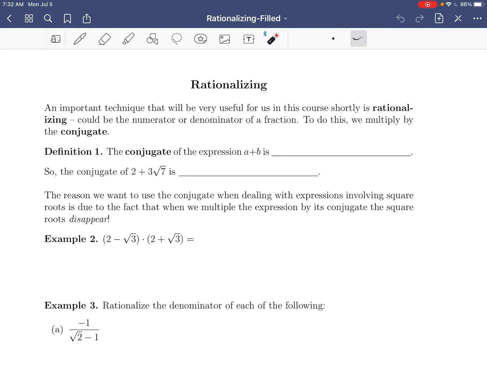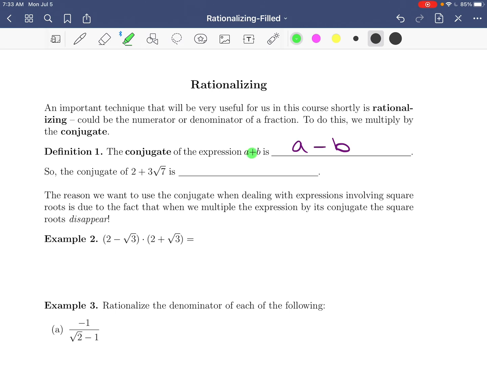So rationalizing means making it have no rationals, so no roots, no rational exponents. To do this, when it's a square root, for some of them, I guess, we want to multiply by what we call the conjugate. The conjugate of the expression a plus b is just a minus b. So you just change the sign.